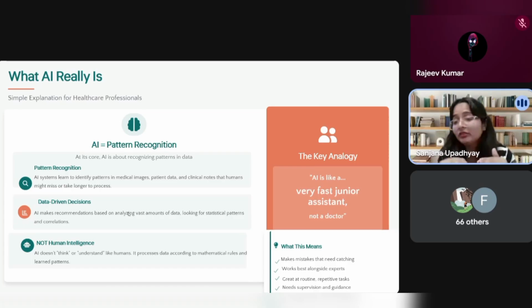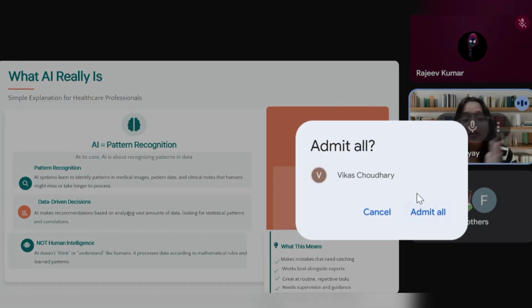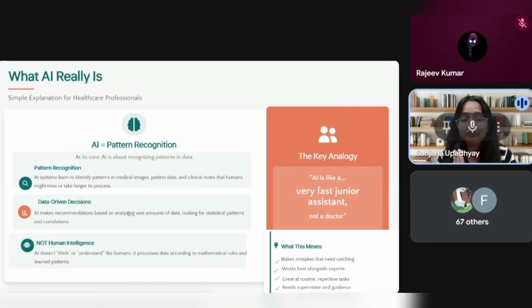So what is data driven decision? That is, whatever data, images, let's say records or anything which has been put into the AI, that data is being learned by AI in the models, and then it gives the decision or the prediction based on the data it had before. So that is nothing but data driven decision.